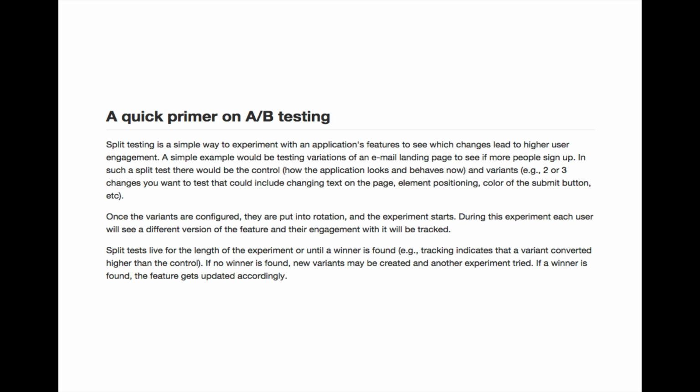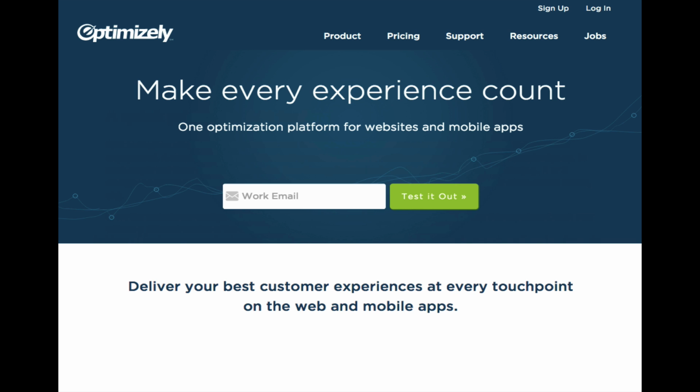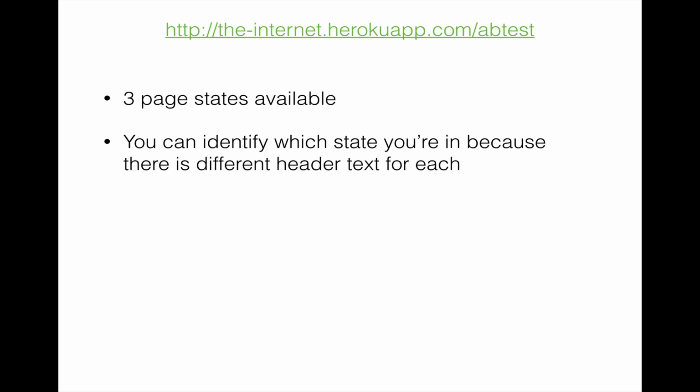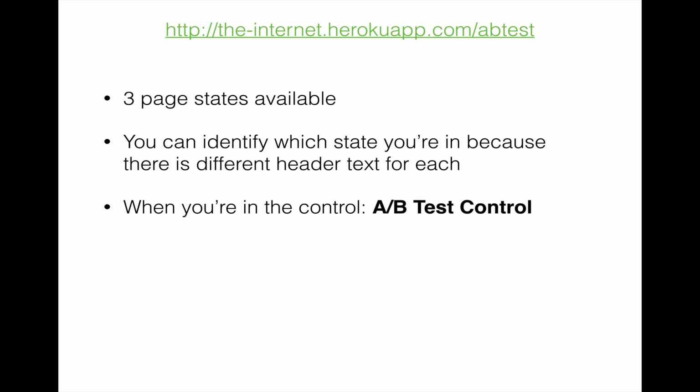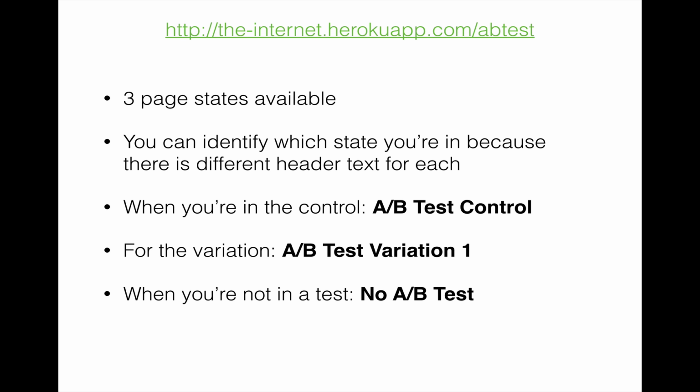So what we can do is look at an example of using a common provider like Optimizely, which is an A/B testing platform, and what it would look like to opt out of A/B tests so that you never end up in a variant. You're always in the control. At this link, the A/B test example on the internet, I have three different page states available. You can identify which state you're in because there's different header text. When you're in the control, it says A/B test control. In variation 1, it'll say that. And when you're not in a test, it'll just say no A/B test.